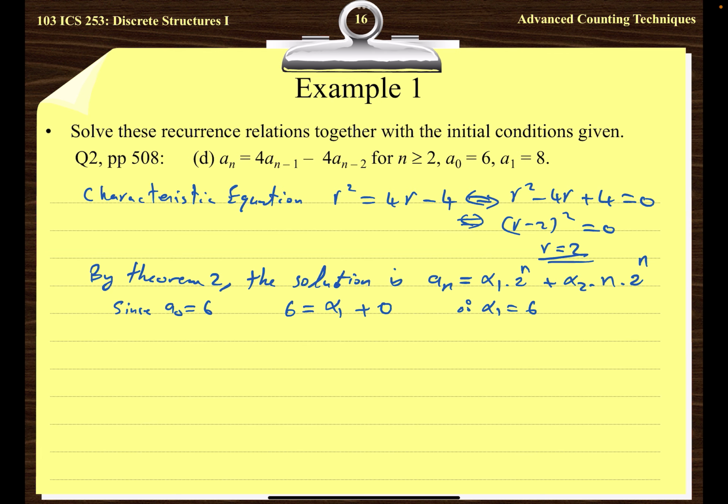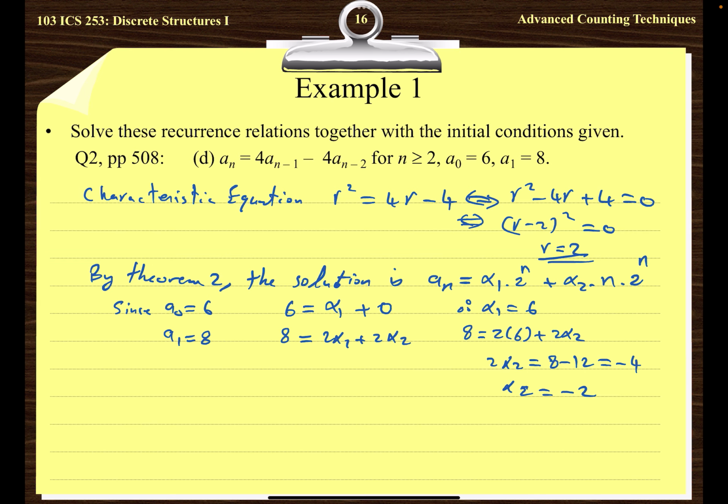Now a1, what is it equal to? 8. So I have 8 equals alpha 1 times 2 to the power 1, so this is 2 alpha 1, plus alpha 2 times 1 times 2 to the power 1, so plus 2 alpha 2. I already know alpha 1, so I can plug it in. 8 is equal to 2 times 6 plus 2 alpha 2, which is 12. So 2 alpha 2 is equal to 8 minus 12, which is minus 4. So alpha 2 is equal to minus 2.